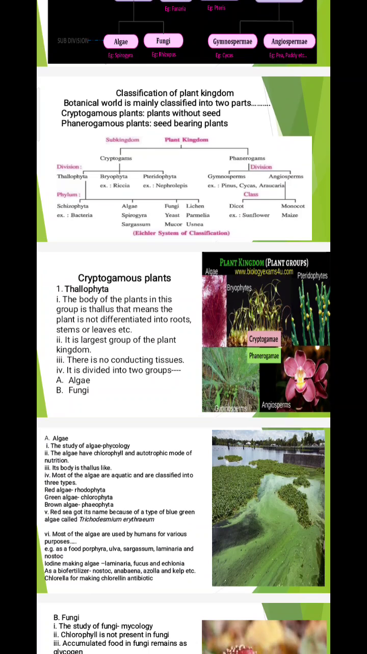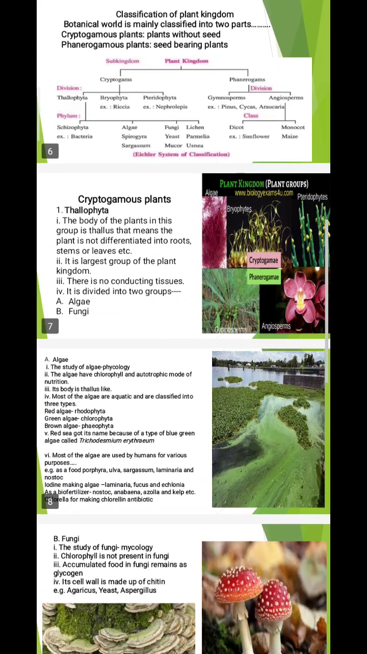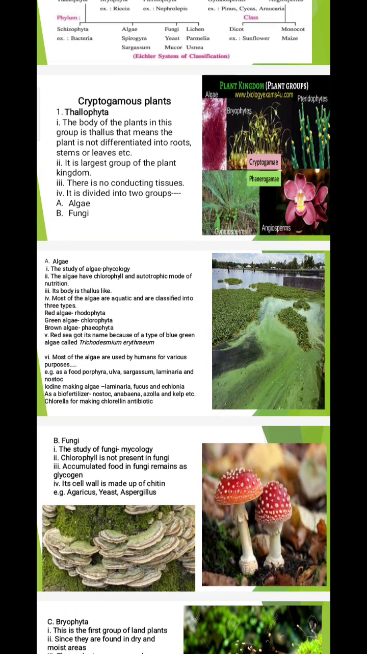Thallophyta is again differentiated into algae and fungi. Now these algae, the study of the algae is known as phycology. These plants contain chlorophyll, and they are autotrophic. Autotrophic mode means they can prepare their own food. The structure of these plants will be thallus-like, that means they are not differentiated into root, stem and leaves.